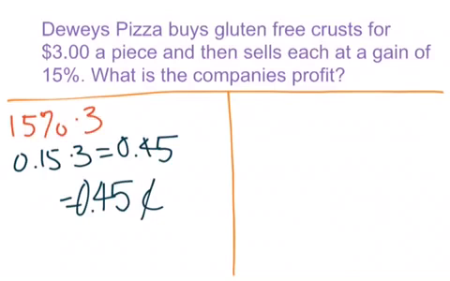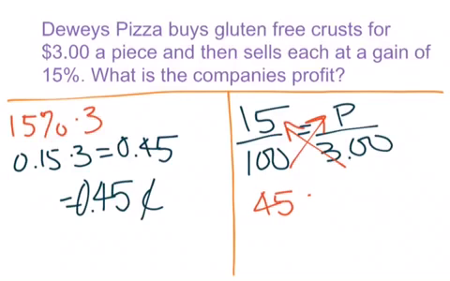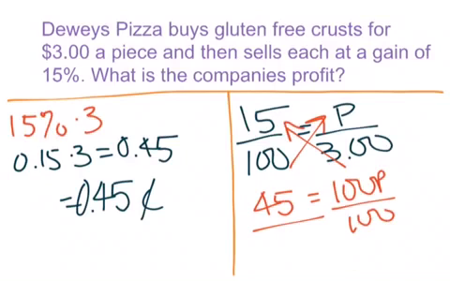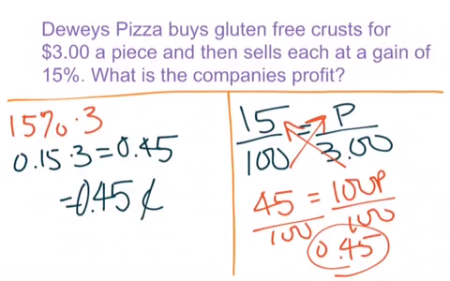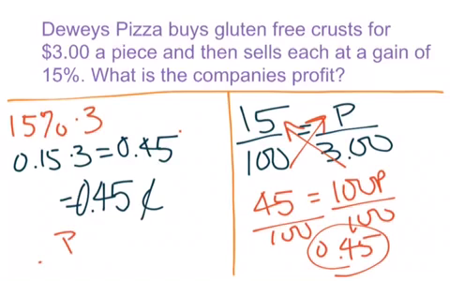Let's do 15 out of 100 equals the profit, which we don't know, over the original cost, which is $3. We're going to cross multiply. 3 times 15 is 45, equals 100p, divided by 100, divided by 100. 45 divided by 100 is going to be 0.45, which is 45 cents. Again, these are all on page 189. If you do the equation method, which is what I did over on the left, you multiply the equivalent decimal of the percent times the whole number. Or you do the proportion, where you have profit, which is what we were looking for, over the original cost, equals percent over 100. That's what we did over there.